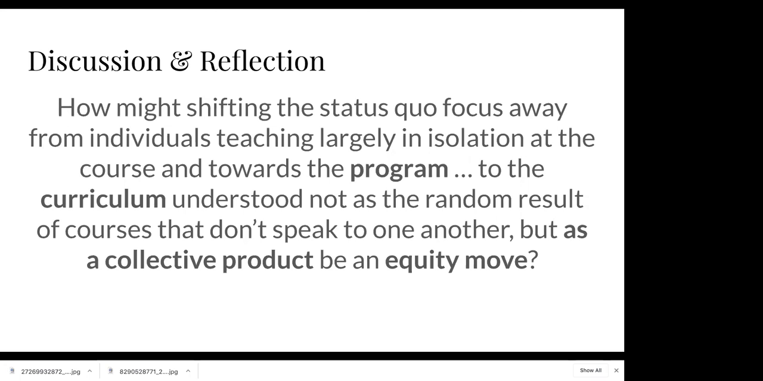I know that this is a question that faculty are asking across the system. I know that this is a real question. This is not a technical exercise, but again, thinking about the curriculum as a collective product, how might that be an equity move?